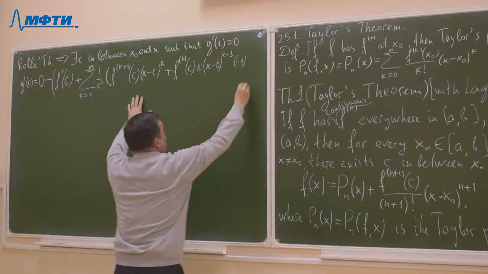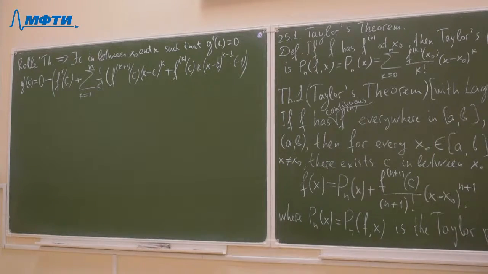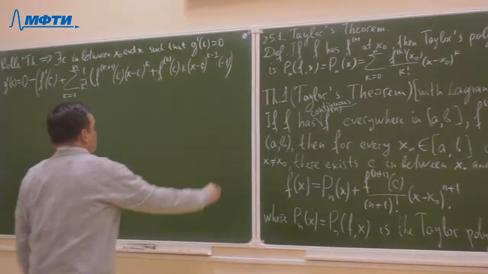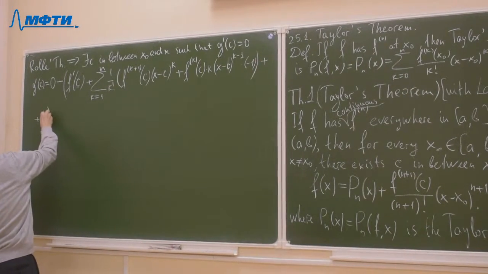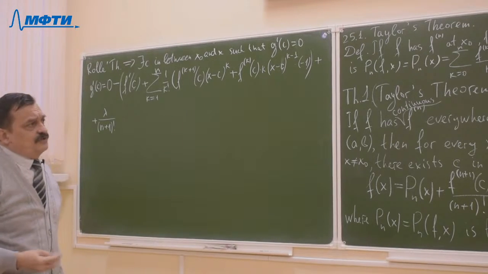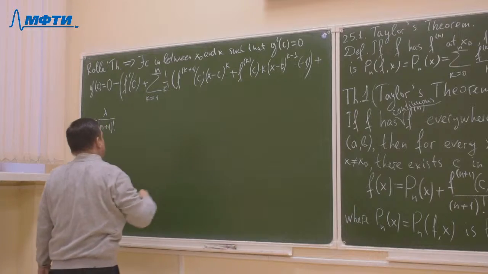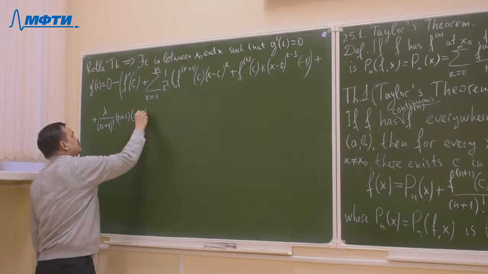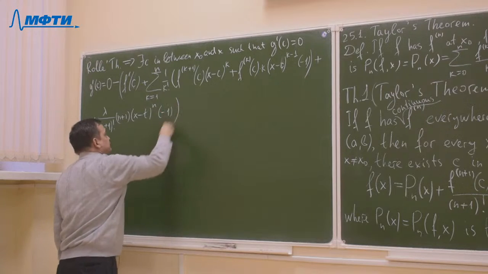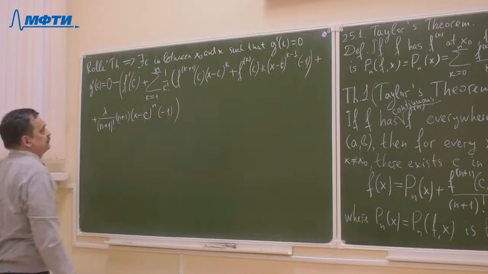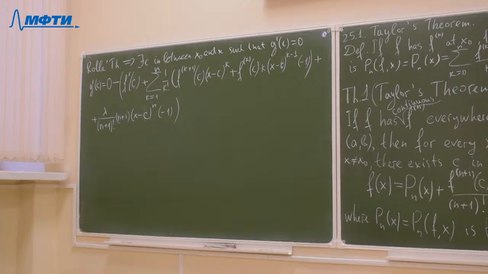That is how we differentiate all terms of the first sum. Now we can differentiate the last term, so plus lambda over (n plus 1) factorial, which is a constant, and we differentiate (x minus t) power n plus 1 like we did with this term, so it gives n plus 1 times (x minus t) power n times minus 1. That's it. Once again, instead of t, I should substitute c. So we differentiate, and then we substitute everywhere c instead of t.